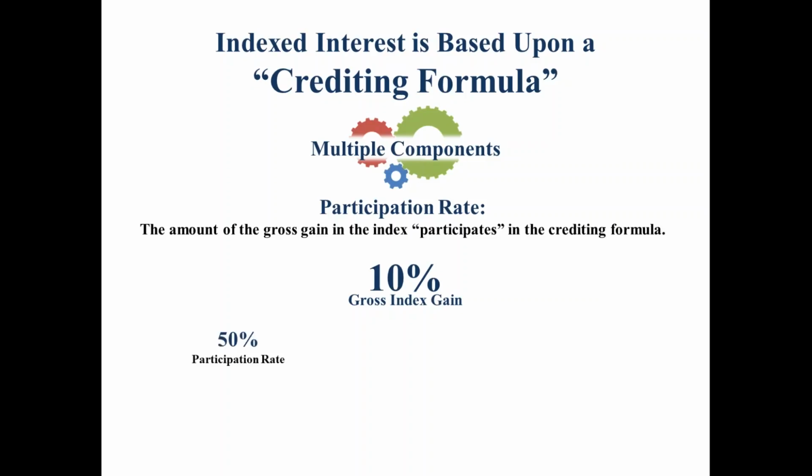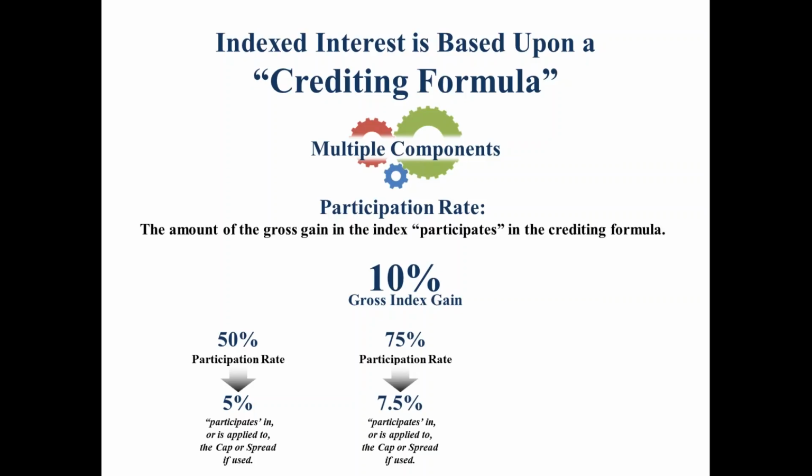Well, if I have a 50% participation rate, what's 50% of 10%, Vitaly? 5. 5, right? So what that would mean is, even though the index did 10, if I have a 50% participation rate, then only 5%, or 50% of that 10%, is actually going to participate in or be applied to any other element of the formula, cap or a spread, if they're using it. If I have a 75% participation rate, well, same thing. What would that be? 7.5%, right? That is what's going to participate in or be applied to any other element of the formula. And if I have a 100% participation rate, well, then that's obvious, and that full 10% is going to participate or be applied to the cap or spread if it's used.